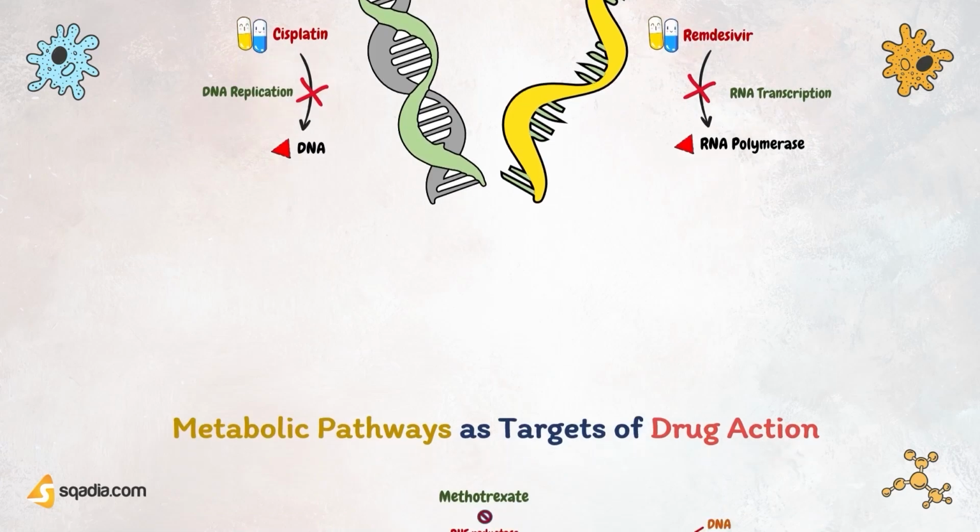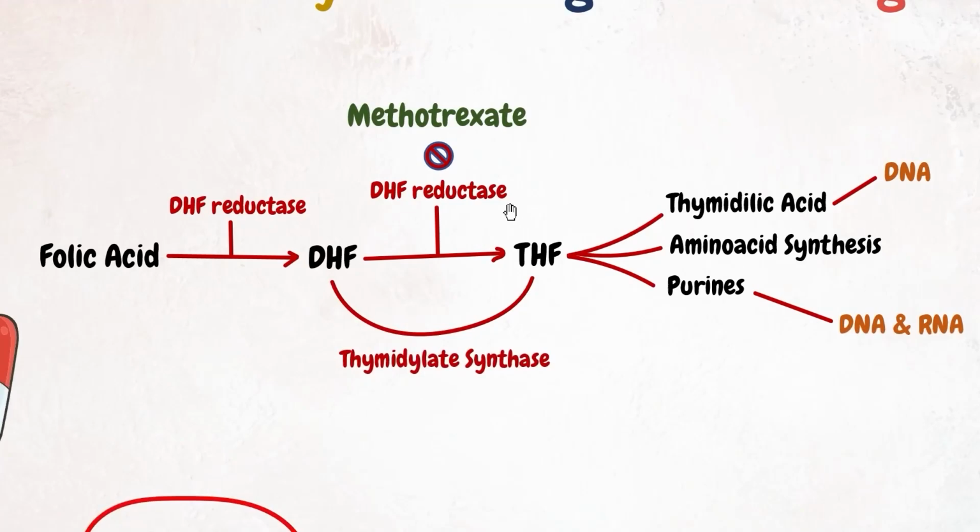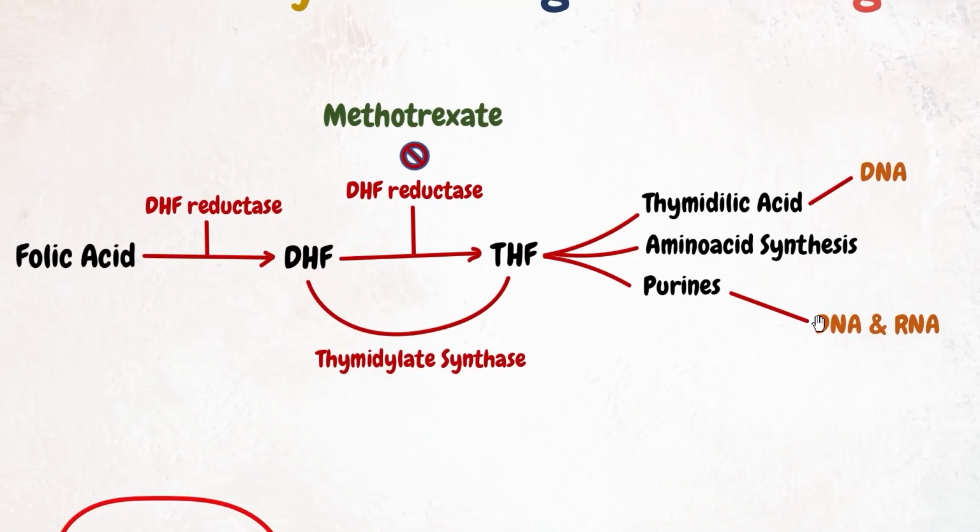Next, we will move on towards metabolic pathways as targets of drug action. Metabolic pathways are complex biochemical processes that occur within the cells to convert nutrients into energy and building blocks for cellular processes. These pathways involve a series of enzymatic reactions that are tightly regulated and coordinated to maintain cellular homeostasis. Now, first we will take an example of methotrexate, but before that, let us understand how folic acid is converted into DNA and RNA.